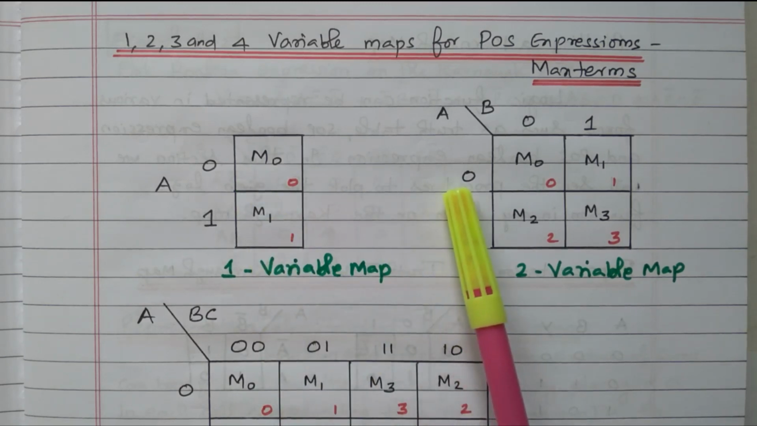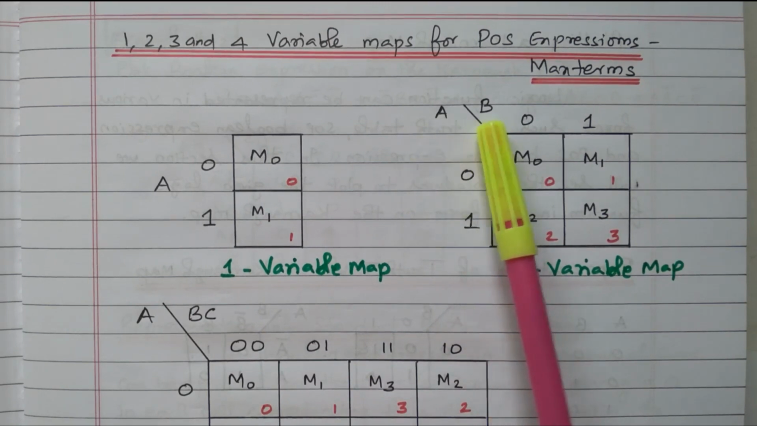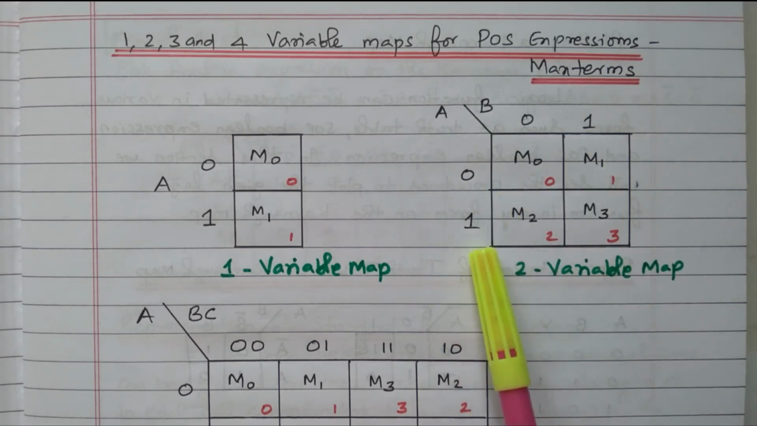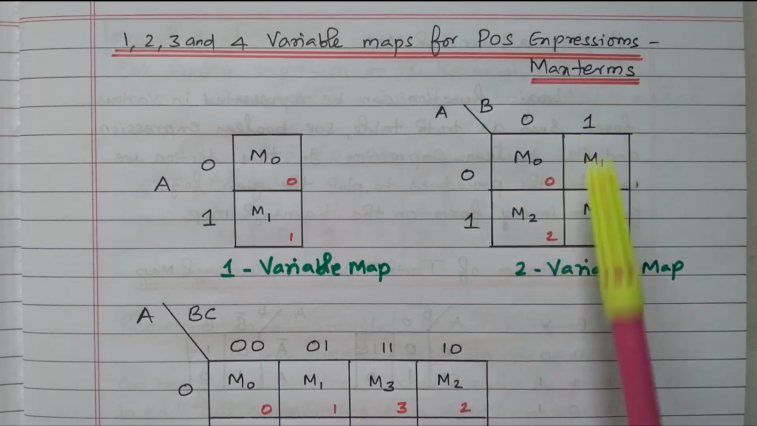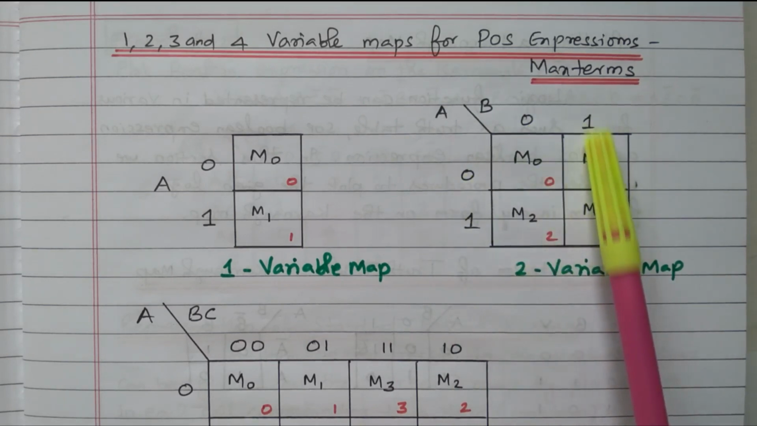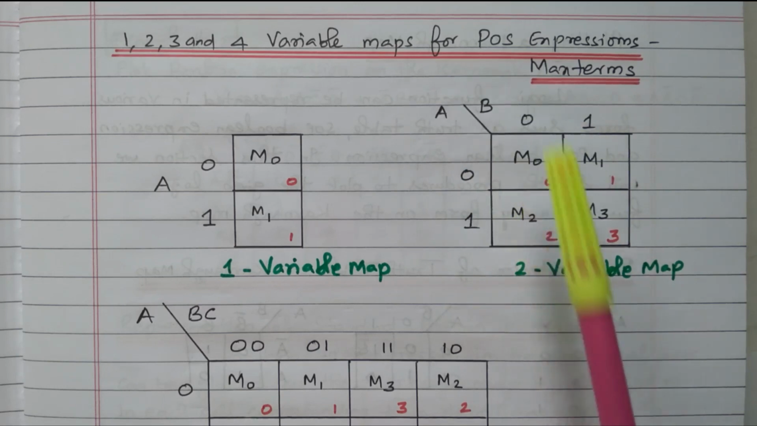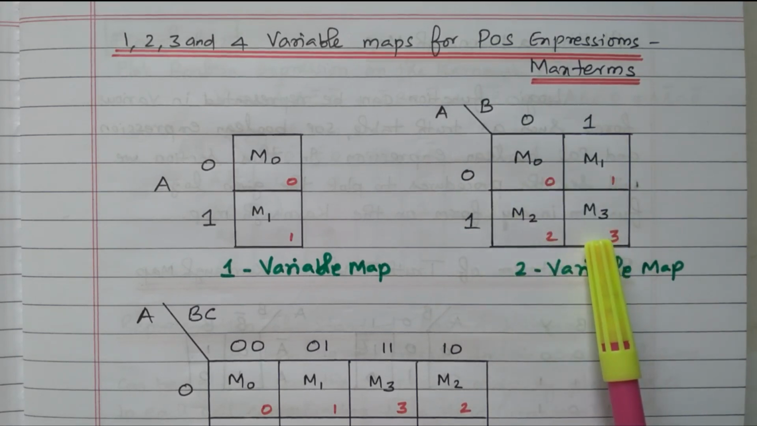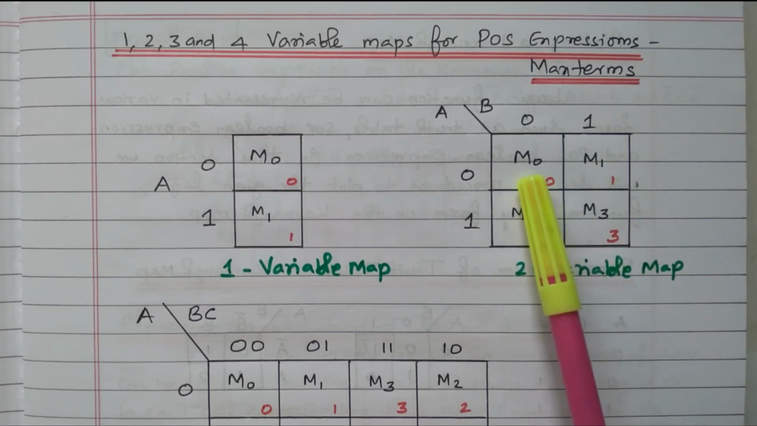Two variable map. Let us consider two variables A, B. A is represented vertically, B is represented horizontally. A has two options 0, 1, B has two options 0, 1. So what is the first cell? 0 0. Second one, 0 1. Third one is 1 0. Fourth one is 1 1. So that can be easily represented by the max terms M0, M1, M2, M3. So we can directly represent using the max terms. It is a capital letter.